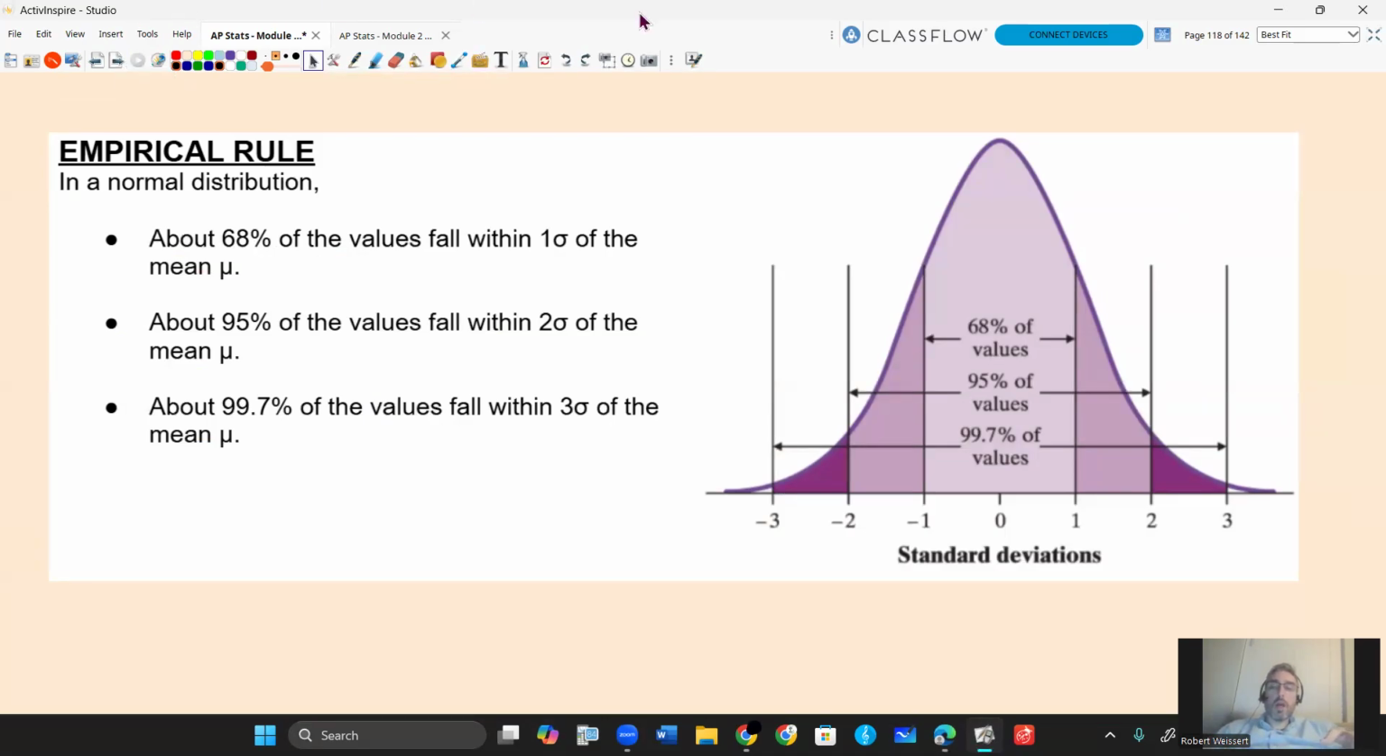For normal curves, approximately 68% of the values are within one standard deviation of the mean. 95% of the values are within two standard deviations, and 99.7% are within three standard deviations. These are rounded values, so they're not exactly these numbers, but those numbers are close enough to make good estimates from. So what we want to do is answer a few questions.